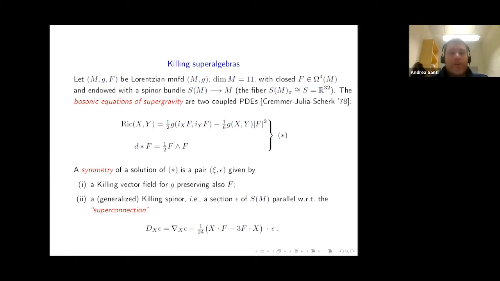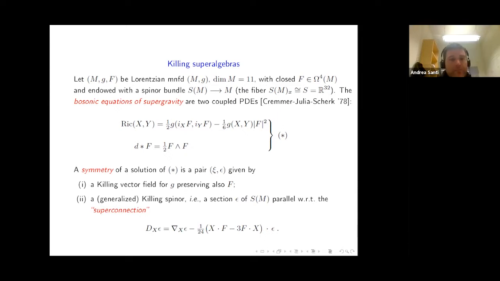So let me remind you of the general setup. We have a Lorentzian manifold (M, g) of dimension 11 with a closed 4-form F, and the manifold is supposed to be spin. I didn't enter too much into details last time, maybe I'll do a little bit more next lecture, but it's sufficient to think that we have a vector bundle, the spinor bundle over M, whose typical fiber is the 32 real-dimensional spinor module. So the equations of supergravity with the gravitino set to zero are the following coupled system of PDEs, an Einstein type equation and a Maxwell type equation.